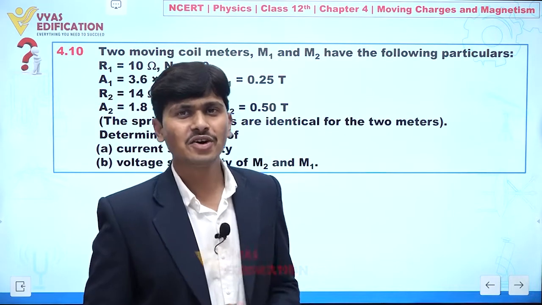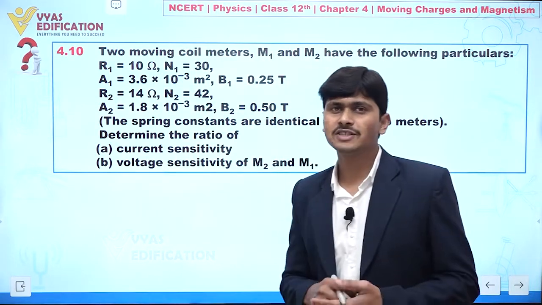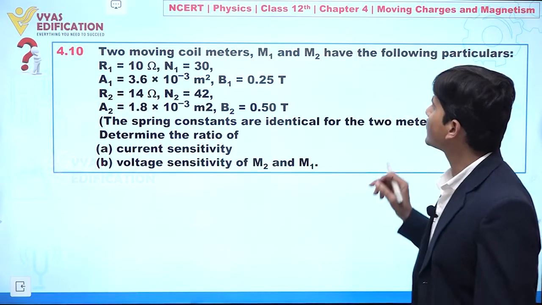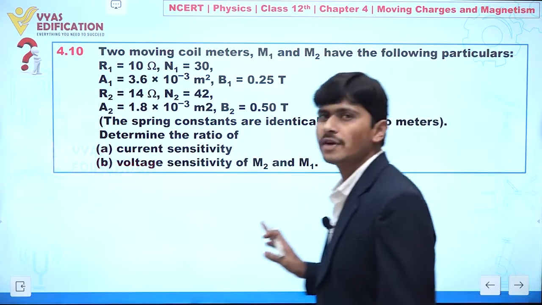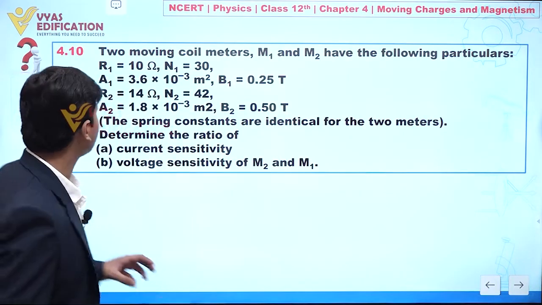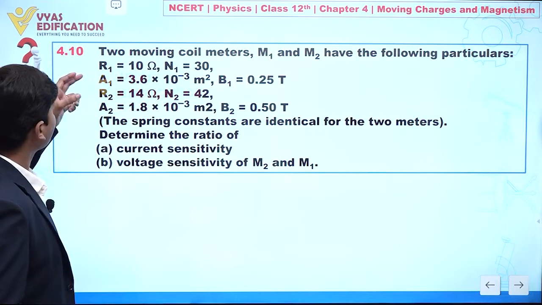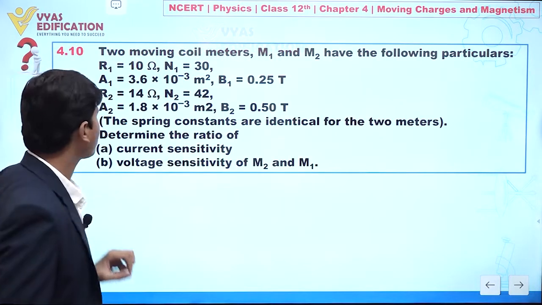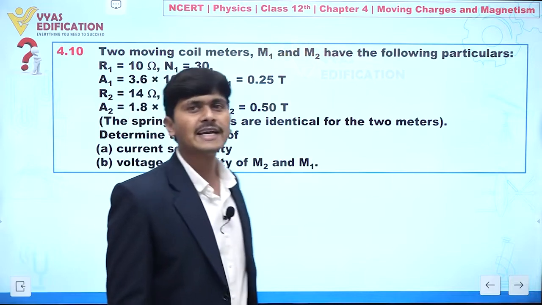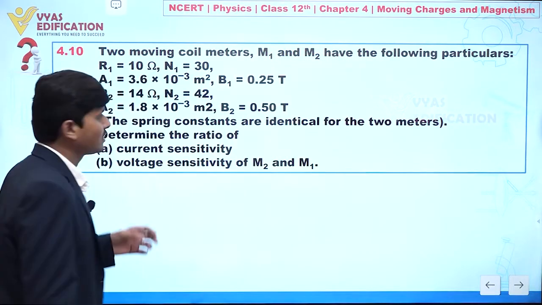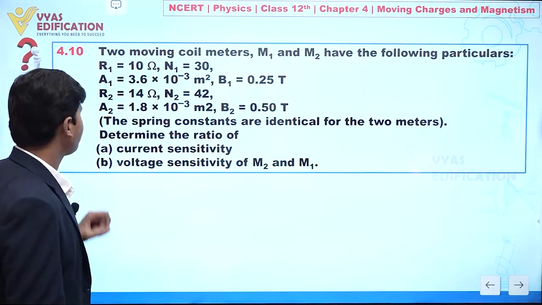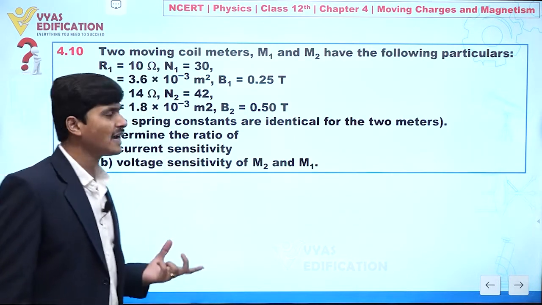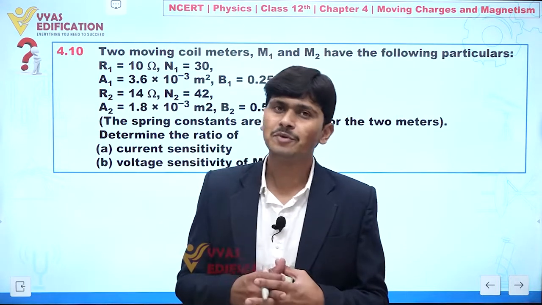Now dear student, we are going to discuss question number 4.10. In this question, two moving coil meters M1 and M2 have the following particulars, and the values R1, A1, R2, A2, B1, B2 are all given to you. The spring constant is identical for the two meters. Now we have to determine the ratio of current sensitivity and voltage sensitivity of M2 and M1.